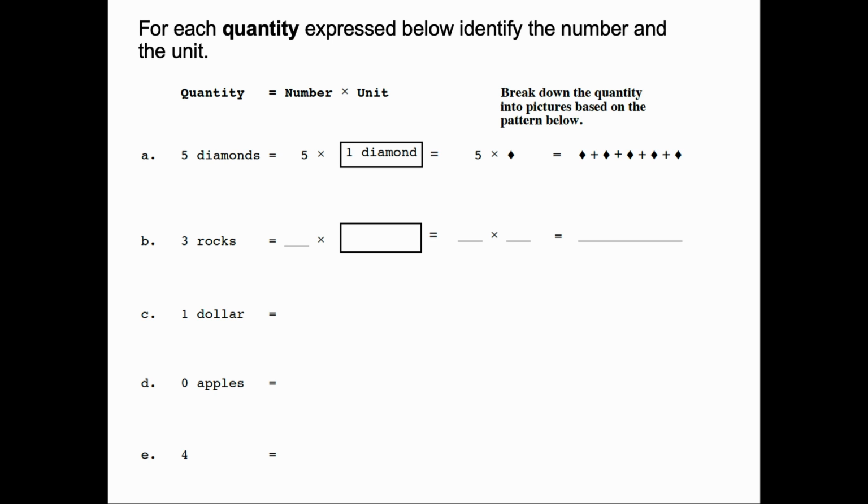So the unit here is the single diamond. That's the thing that's being repeated, and it's being repeated 5 times. On the right, we can see a depiction of what the quantity 5 diamonds really means. It's either 5 times the single diamond or 5 diamonds being added together. And now I'll give you a moment to try the rest.